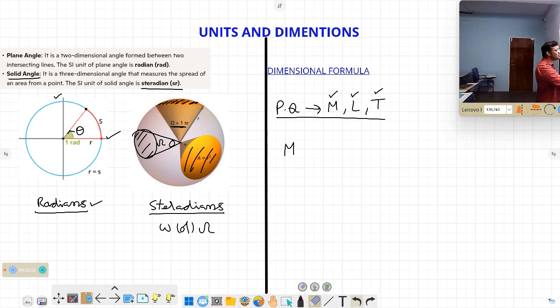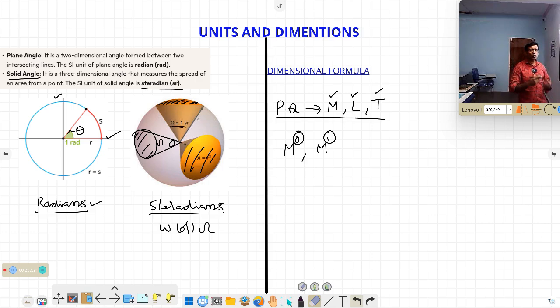If you say nothing is there, you can take it as 0. If any mass is present, you can write 1, 2, like that, according to the physical quantity. This is called the power. So any physical quantity which is raised to a certain power in terms of fundamental quantities is called the dimension formula.